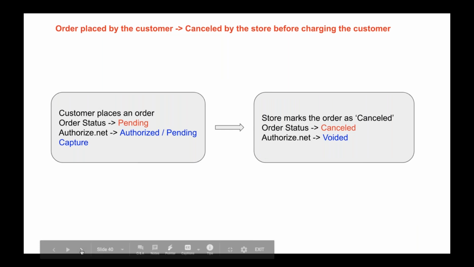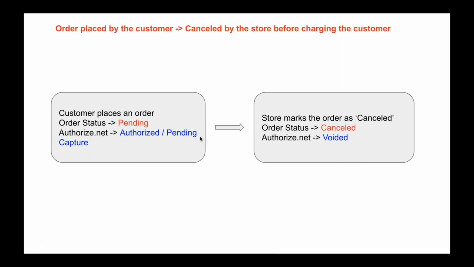So next use case is when the customer placed the order and then it was canceled by the store before charging the customer. So the order comes in, it is pending, it is authorized pending capture. And then the store marks the order as canceled. When the order status becomes canceled, on authorized.net, you will see that it is voided.